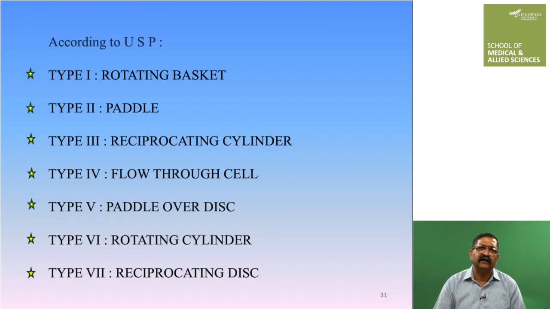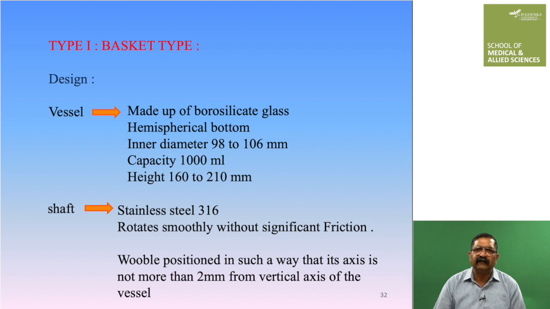Similarly, USP says type 1 rotating basket, type 2 paddle, type 3 reciprocating cylinder, type 4 the flow through cell, type 5 paddle over the disc and type 6 apparatus is rotating cylinder. The 7th one is the reciprocating disc. So, the different types of the apparatus. In the next slide, you can see the type 1 basket type of the dissolution apparatus.